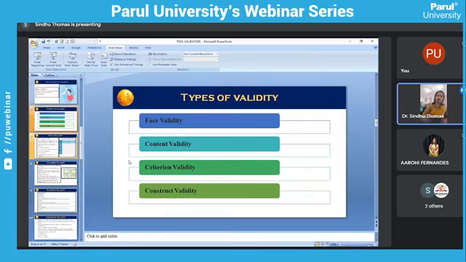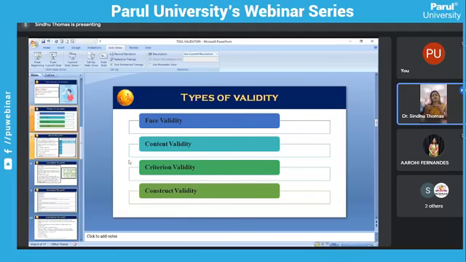But the main problem with nursing researchers is the questionnaires. We cannot find a golden standard questionnaire which we can compare against. The next is construct validity. Construct validity has to do with the theoretical aspect.